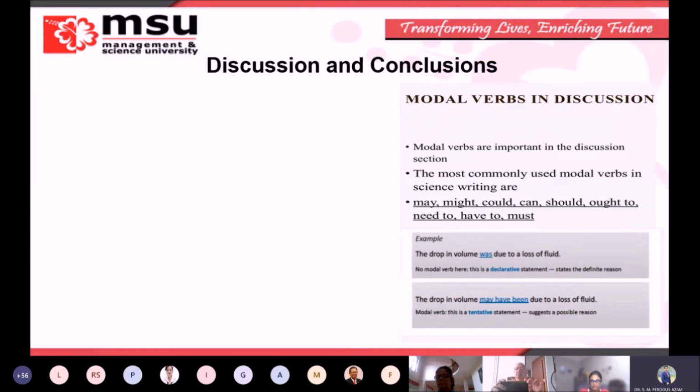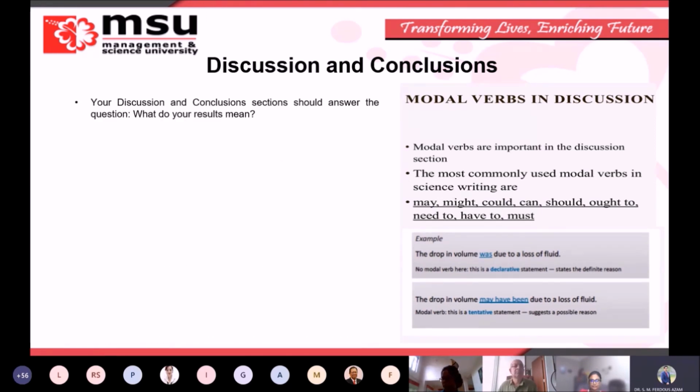This is another part we may not discuss all the time, so I would like to discuss it today. After the analysis part, when it comes to discussion and conclusion, we should use modal verbs. Modal verbs mean words like may, might, could, can, should, ought to, need to, have to, must, these sorts of things. Many of us don't know, even though this is a simple rule, but we should practice this inside the discussion and conclusion section, especially if you do hypothesis testing.